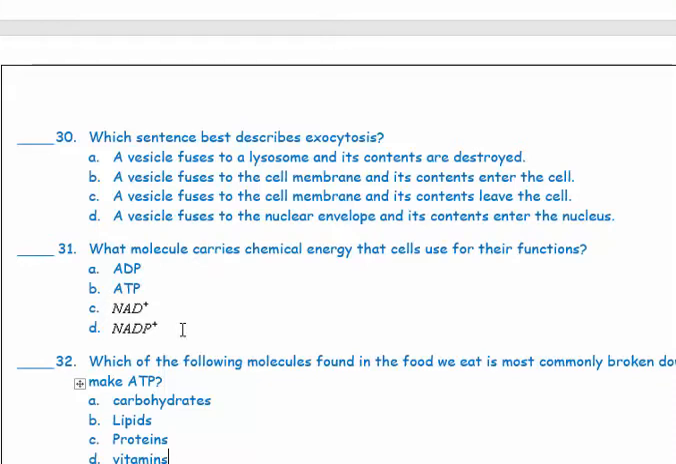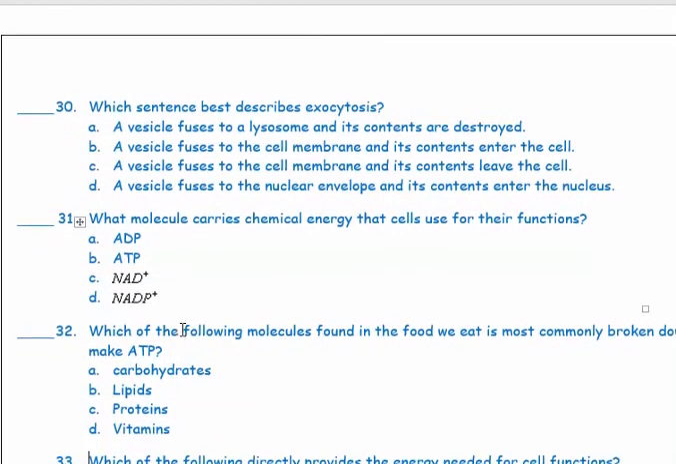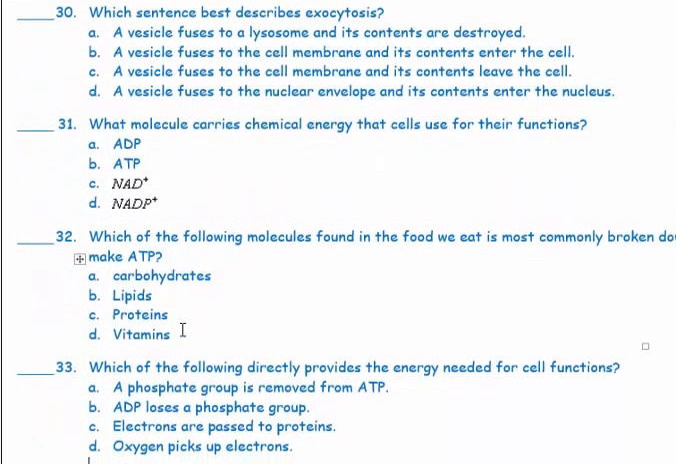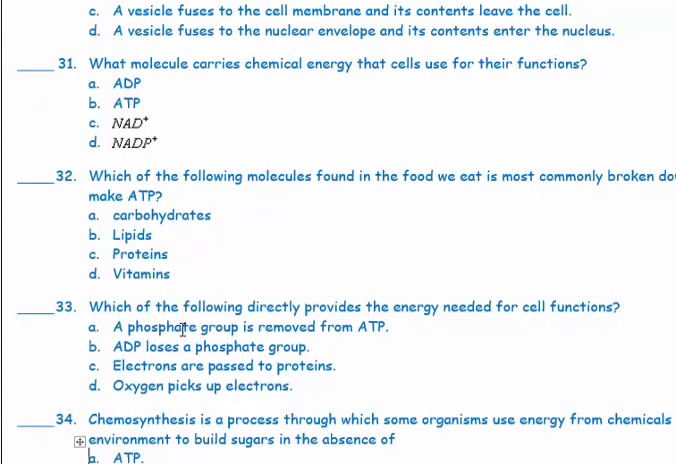31. What molecule carries chemical energy that cells use for their function? ATP, of course. We said that ATP is the energy currency of the cell. Number 32. Which of the following molecules found in the food we eat is most commonly broken down to make ATP? What is most commonly? We said your body first goes to carbohydrates. 32A.